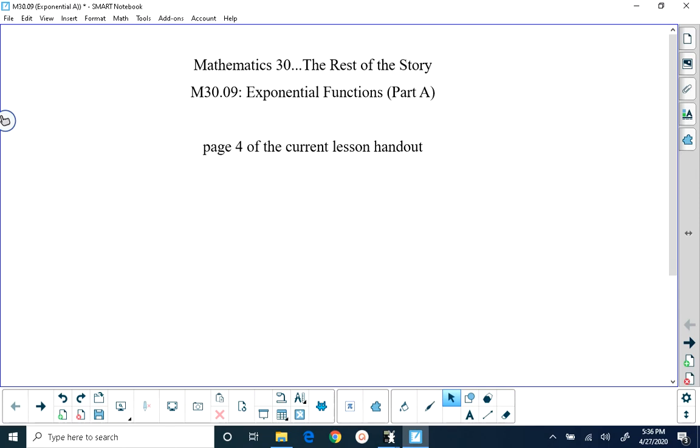We're going to be looking today at lesson 30.09, which is exponential functions. We're going to be looking specifically at applications of exponential functions, and we're going to continue with this lesson on Friday. So this is just part A of the lesson. Since we've moved on to exponential functions, I guess it's the case that we are officially done with trigonometry.